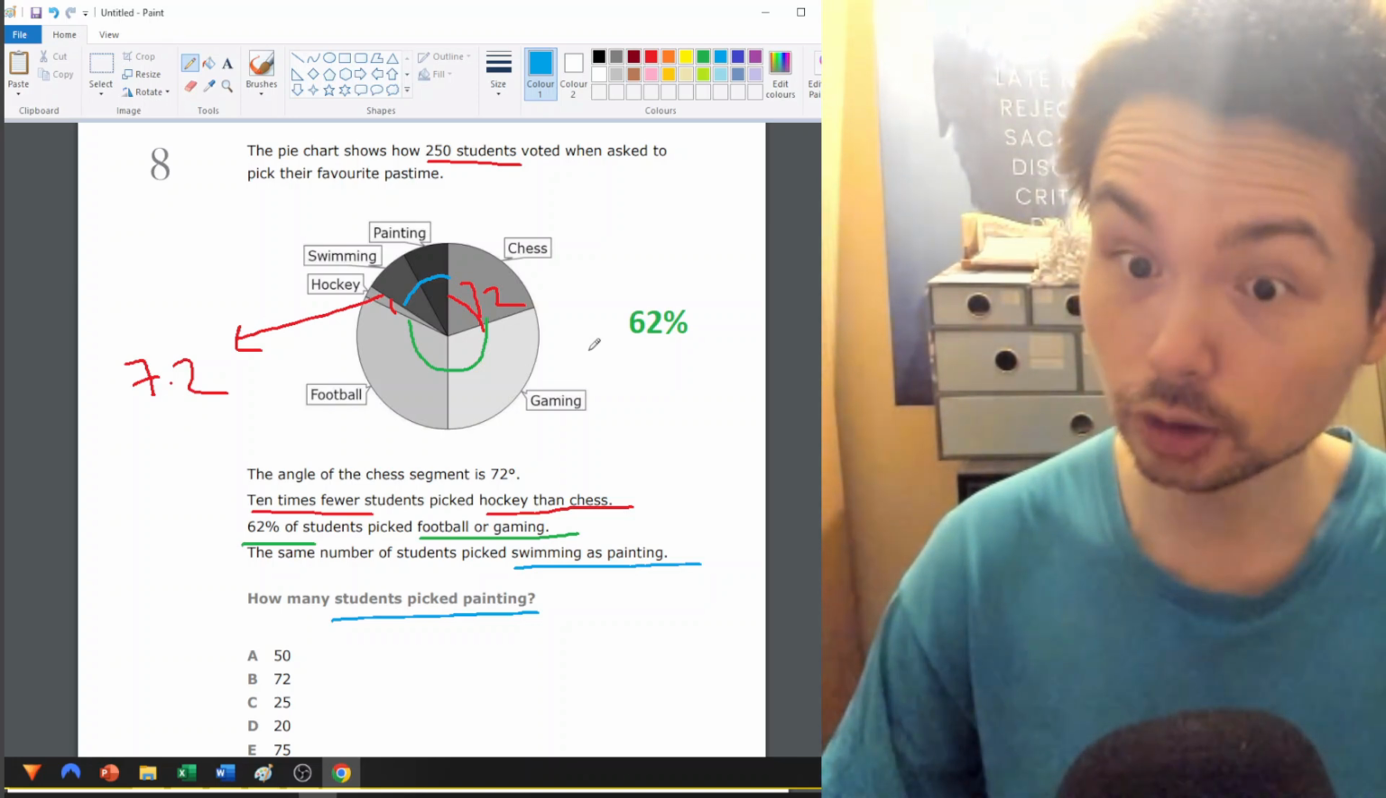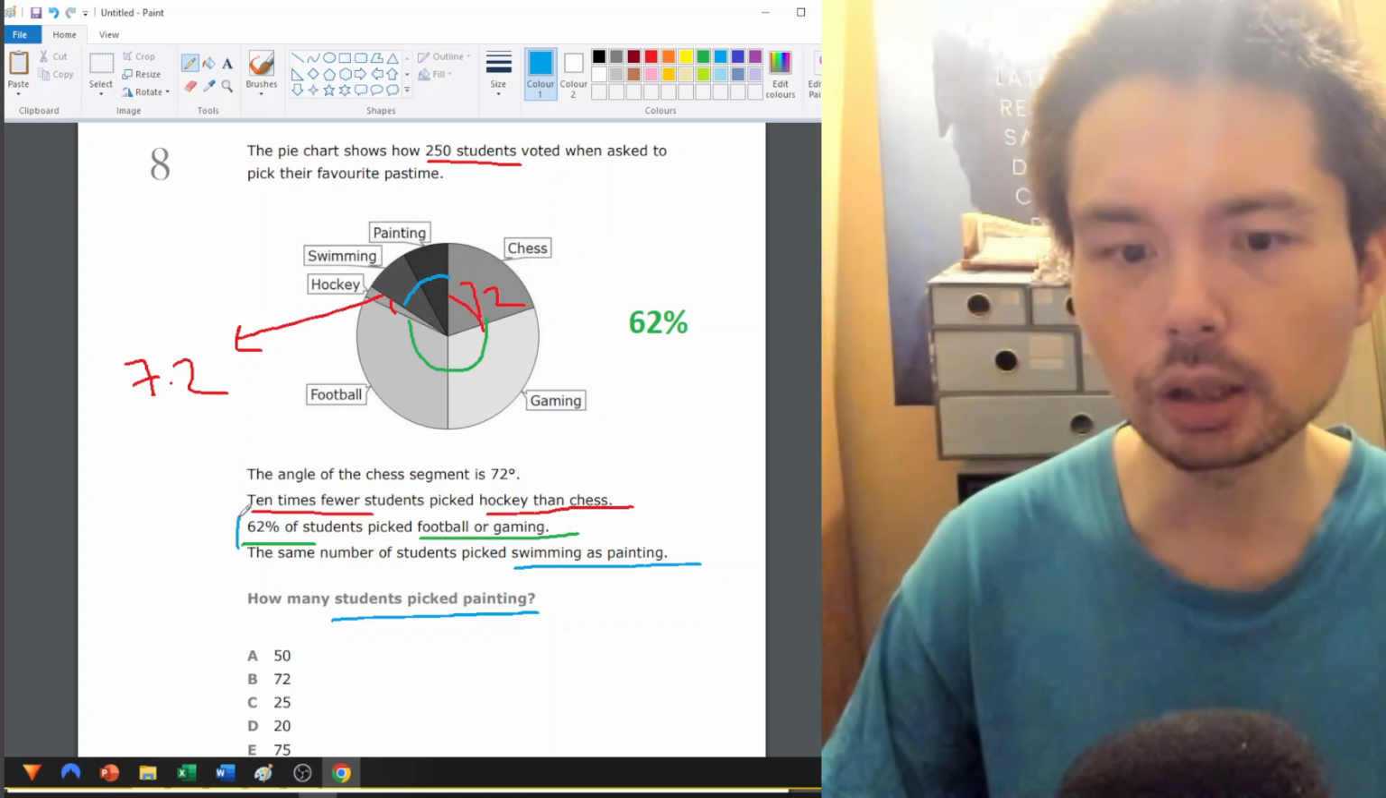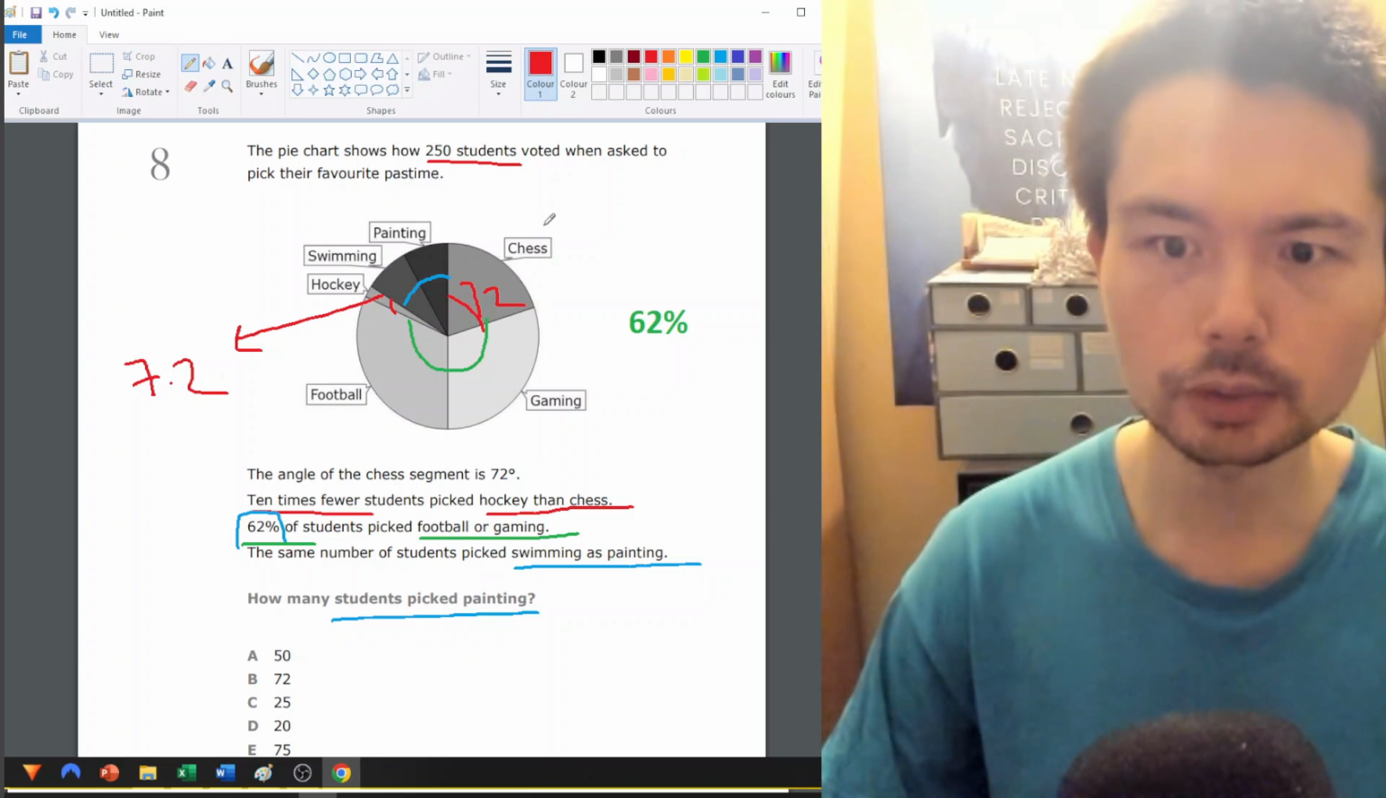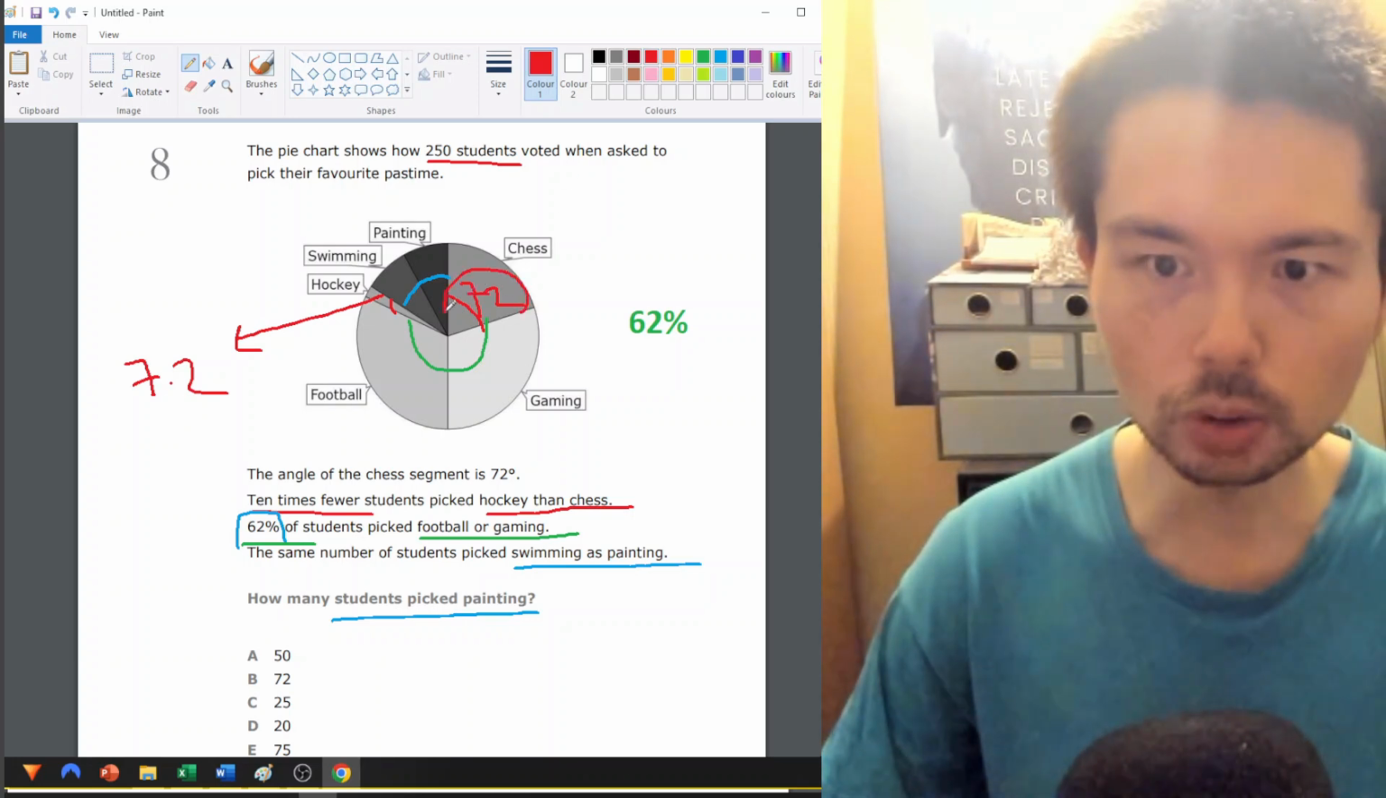62%. Should I do it in degrees? That could be. Or we do it in percent. Yeah, let's do it in percent. I think that's nicer. Okay, 62% so far. Well, this bit, chess. What percent is chess?